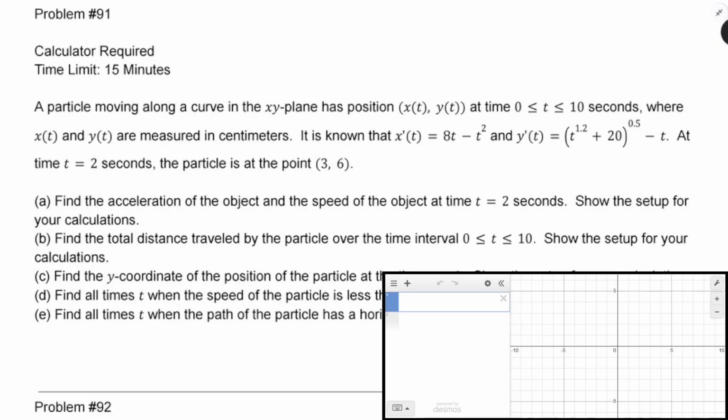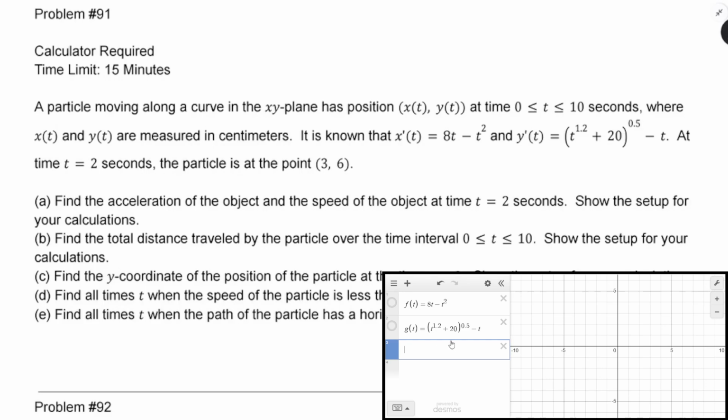We're going to need to type these into our calculator. So I'm going to recommend we type these in as f of t equals 8t minus t squared, and g of t equals t to the 1.2 plus 20 plus 0.5 minus t. All right, now we're gonna need these. Are we gonna need speed?